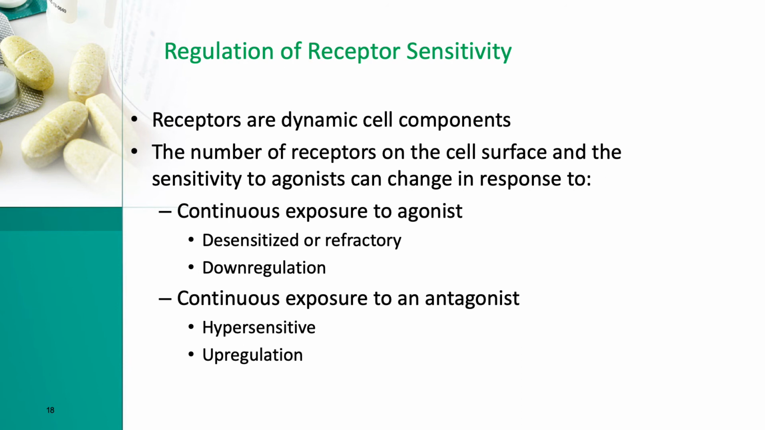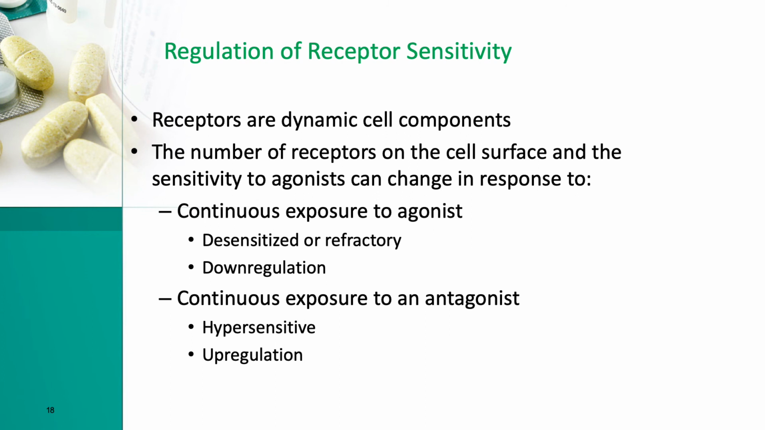As stated previously, receptors are dynamic cell components. The number of receptors on the cell surface and the sensitivity to agonists can change in response to continuous exposure to the agonist. Continuous exposure causes the cell to become desensitized or refractory to the agonist. Several mechanisms may be responsible, including destruction of receptors by the cell and modification of receptors such that they respond less fully.